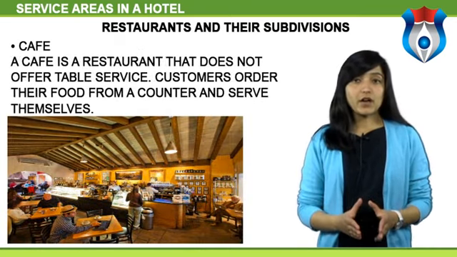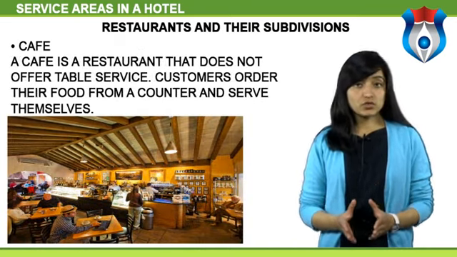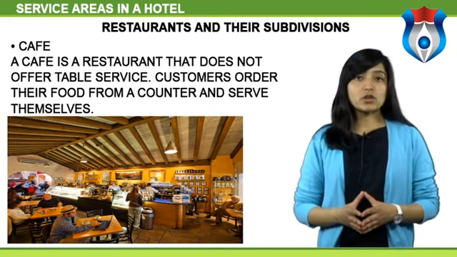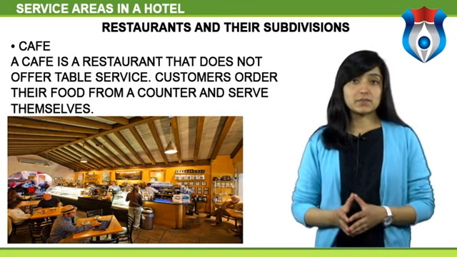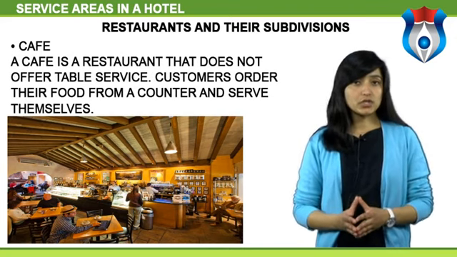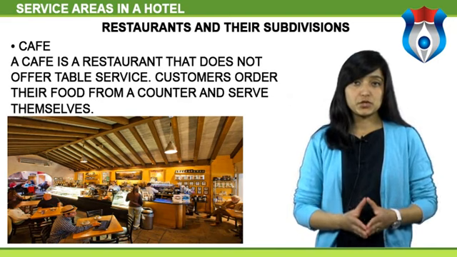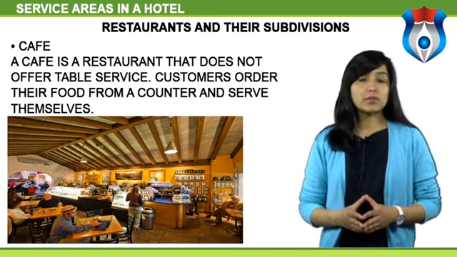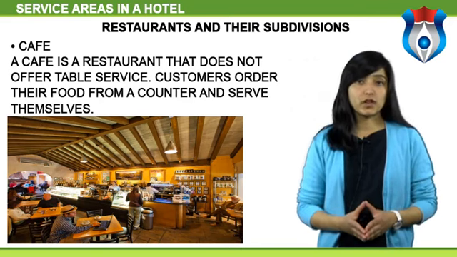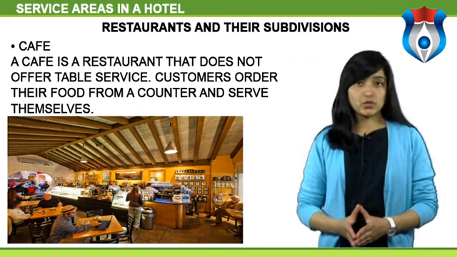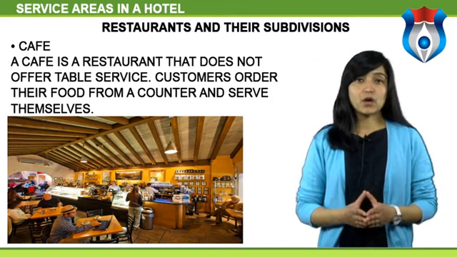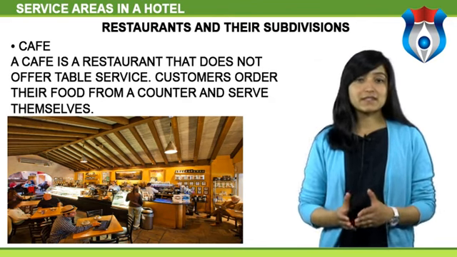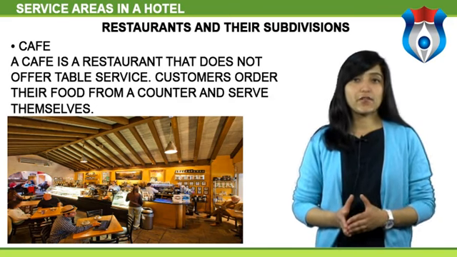Cafe. A cafe is a restaurant that does not offer table service. Customers order their food from a counter and serve themselves. A cafe menu traditionally offers things such as coffee, espresso, pastries, and sandwiches. Cafes originated in Europe and are strongly associated with France. They are known for their casual, unhurried atmosphere. Outdoor seating is another trademark of a cafe. Panera Bread is an example of a popular bakery cafe chain.